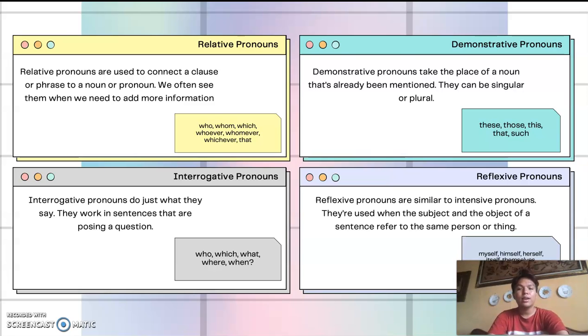And the last is reflexive pronouns. Reflexive pronouns are similar to intensive pronouns. They are used when the subject and the object of a sentence refer to the same person or thing. Examples are myself, himself, herself, itself, themselves, yourself, and ourselves.